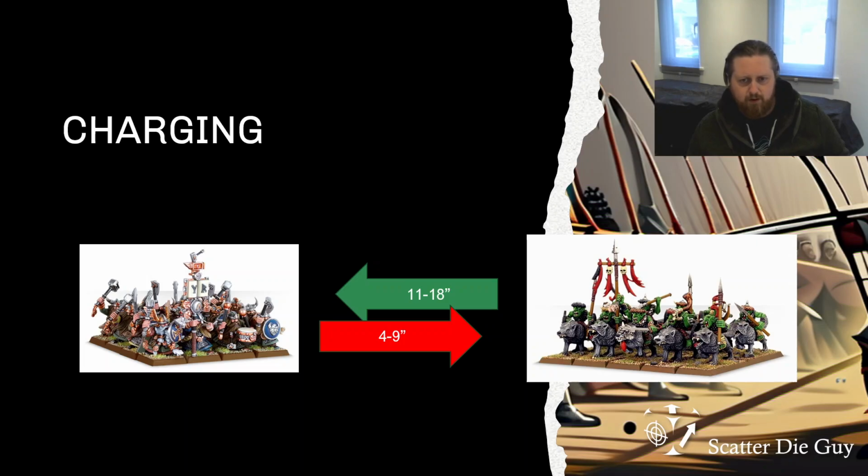Of course, charging is not always so simple, and there are a number of quite interesting scenarios we can encounter. For example, there can be penalties such as when charging through terrain, or bonuses for units like the Goblin Wolf Riders with special rules such as Swift Stride. I plan on covering the mathematics and probabilities of these scenarios in detail in a future video.